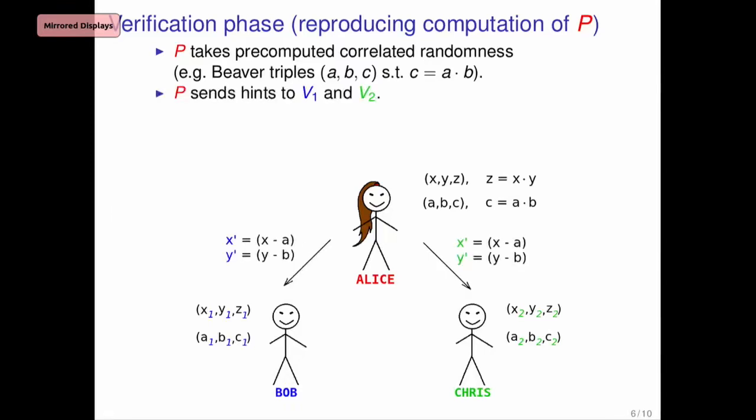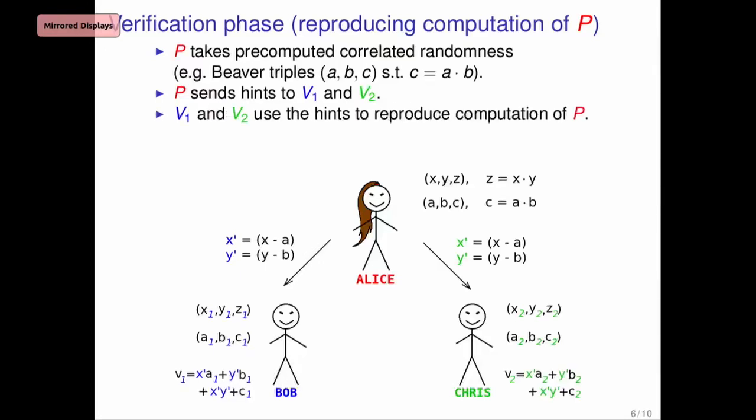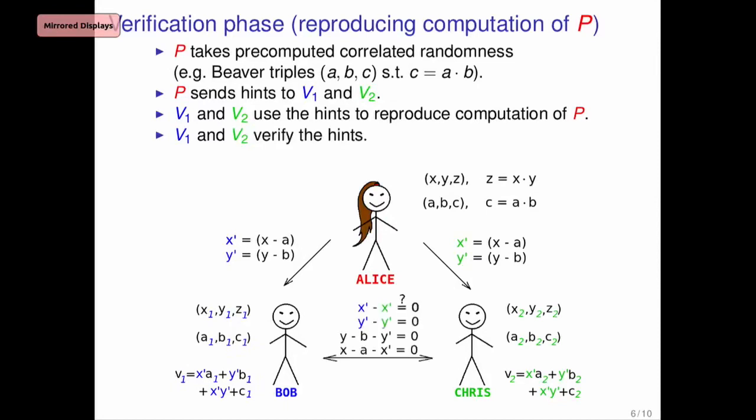Then it computes some hints, and these hints are helpful because they help Bob and Chris to linearize the computation of this multiplication. They do some computation with these hints and with the shares that they have, and it is easy to verify that if they compute this thing, it should be the value V that is shared among Bob and Chris, and it is supposed to equal the product of X and Y. And finally, they want to check if the value V that they got indeed equals Z.